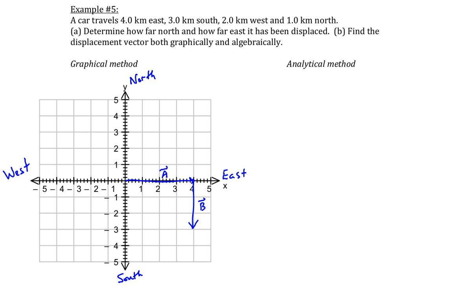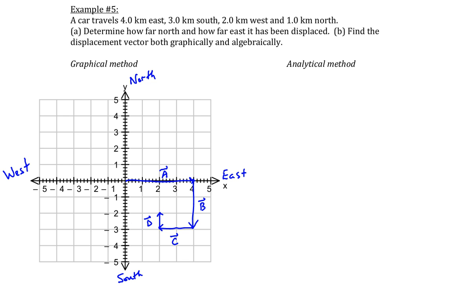You see that I put the tail of my second vector at the tip of my first vector. And after that displacement, the car moves 2 kilometers west. So now we're going to draw an arrow 2 kilometers to the west, which is to the left, again leaving from the tip of that last vector. And then finally, the car moves 1 kilometer north. So we're going to draw the final vector going up here, and there's vector D right there.